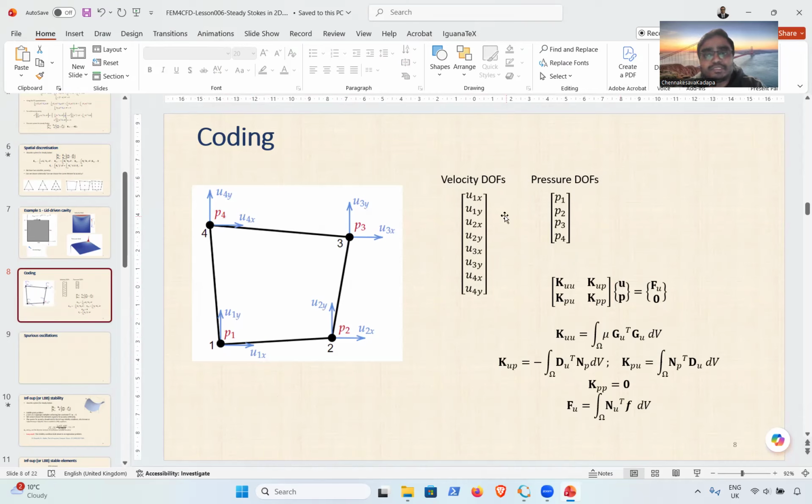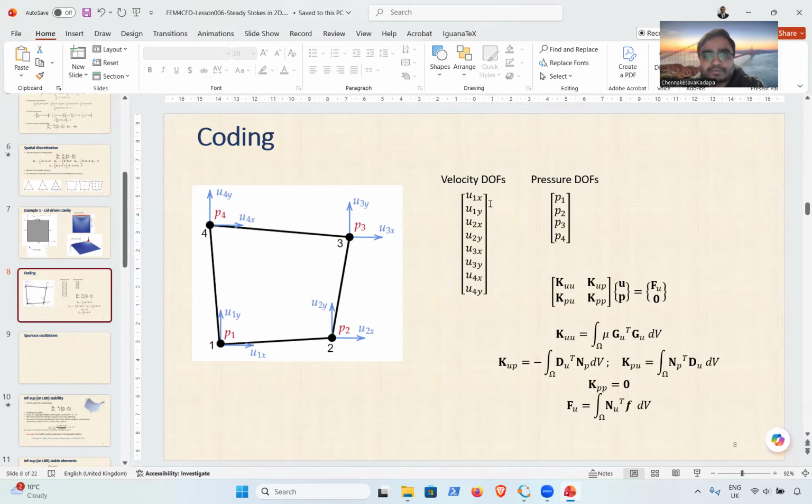Okay. Other approach is we combine them all together like u1x, u1y, p1, u2x, u2y, p2, and so on. Okay. So we can do either way. It doesn't matter how we do, but the approach I am following is helpful later when we use a different type of element. Okay, so let's stick to this approach.